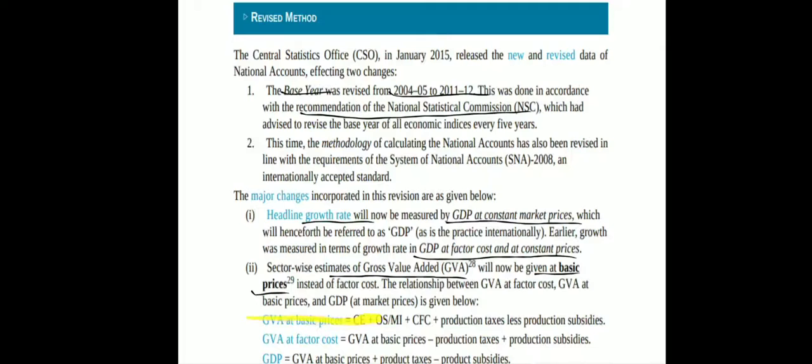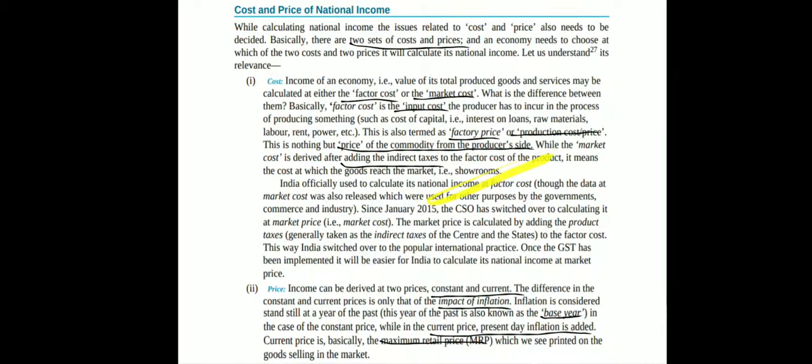GVA is the difference in value between the final good and the cost of ingredients used in production. So what do we see? The difference in value between the final good, the price at which the goods reach the market, and the cost of the ingredients used in production. This is what we mean by GVA.